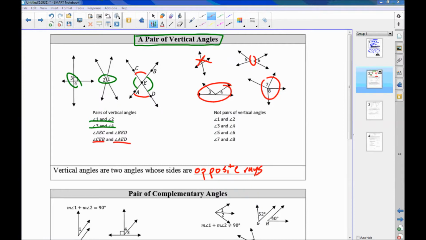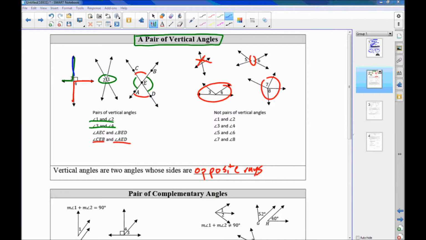So opposite rays here, so let's see how they're formed. Here are two angles, 3 and 4. Here's angle 3 in green, and here's angle 4 in red. And I'm going to show you what they mean by opposite rays here.